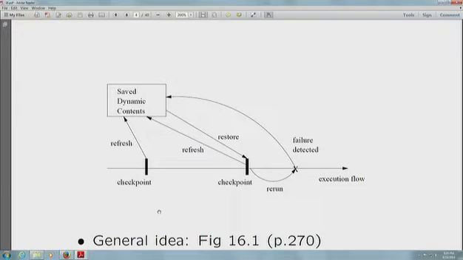But if you don't do it often enough, each failure will be very costly. Each time you experience a problem, you will go back way back, instead of going back just a little bit. So you have to balance between the two. How often is often enough? Those are some of the issues that you have to deal with.